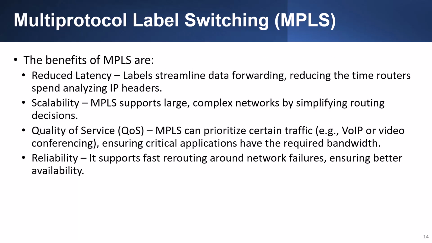The benefits of MPLS are reduced latency, where labels streamline data forwarding, reducing the time routers spend analyzing IP headers. Scalability, where MPLS supports large, complex networks by simplifying routing decisions. Quality of service, or QoS, where MPLS can prioritize certain traffic, such as VoIP or video conferencing, ensuring critical applications have the required bandwidth. And reliability, where it supports fast rerouting around network failures, ensuring better availability.